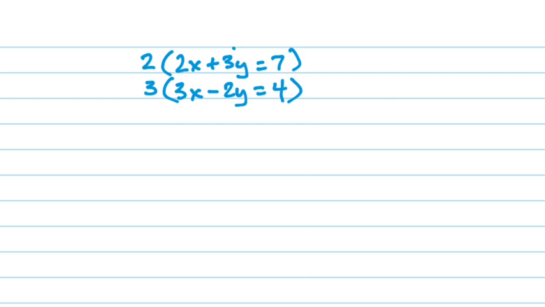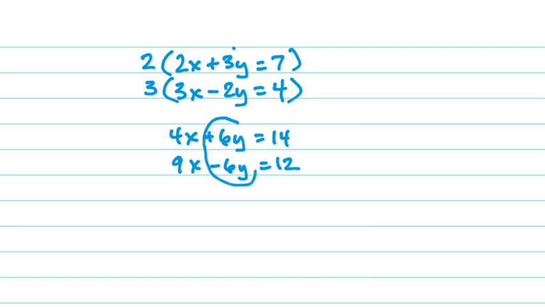Now let's multiply. 2 times 2x is 4x. 2 times positive 3y is positive 6y. And 2 times 7 is 14. Remember, you can't just multiply one term, multiply all of them. In the bottom, 3 times 3x is 9x. 3 times negative 2y is negative 6y. Sorry, negative 2y. And 3 times 4, of course, is 12. Now you'll notice that in my y terms, they are opposites. It did change every number, but that's not going to matter because we changed them equally.